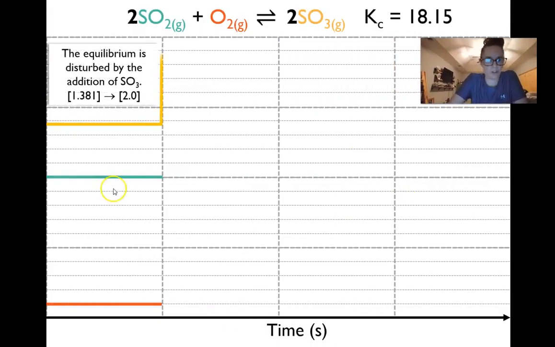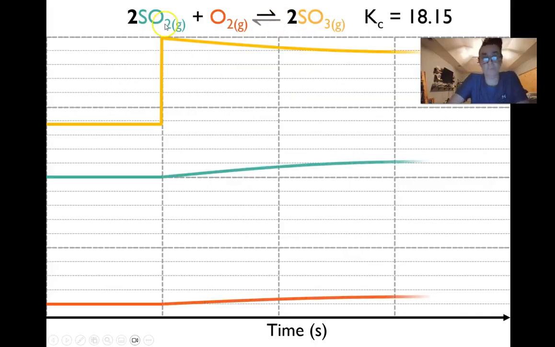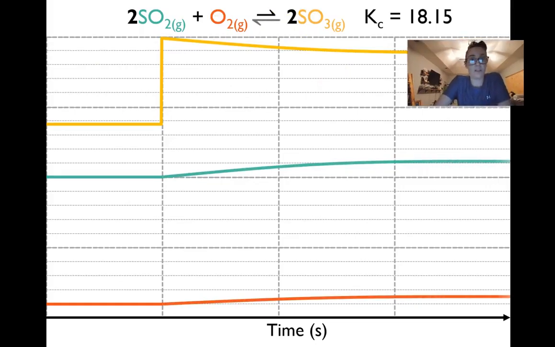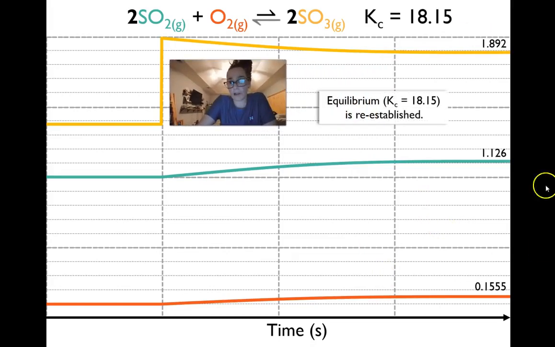Let's look at another example of a disturbance. Okay, this time I'm going to add a lot more product, sulfur trioxide. So it was at 1.381 molar and I bumped it up to 2. So I injected some more sulfur trioxide into the system at this point. Again, the reaction is going to shift to get rid of that extra sulfur trioxide, and it's going to shift the reaction to the left. So I want to remove it. So the sulfur trioxide is going to go down. The sulfur dioxide and the oxygen are going to go back up again until my equilibrium constant is reestablished. So again, my equilibrium concentrations are now a little bit different. My ratios, the same.